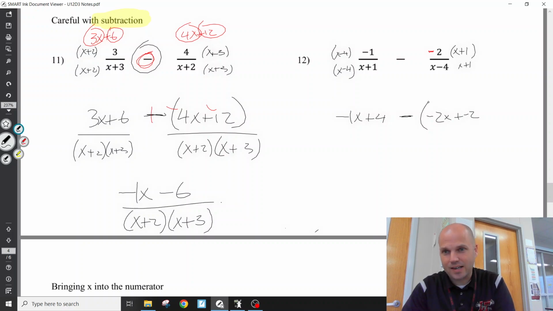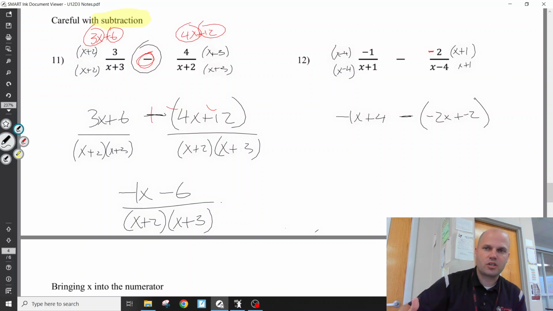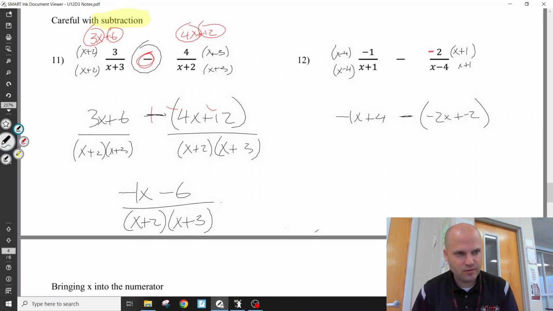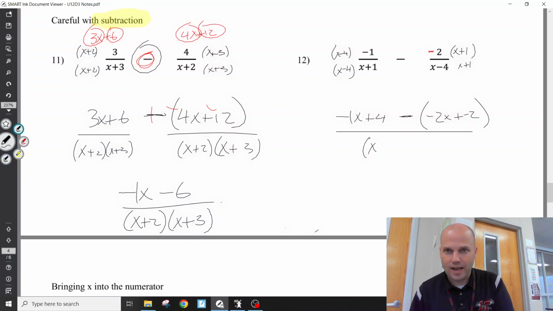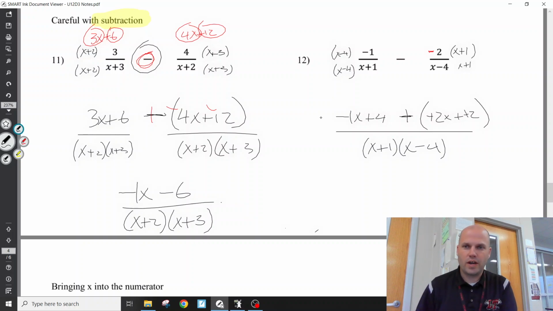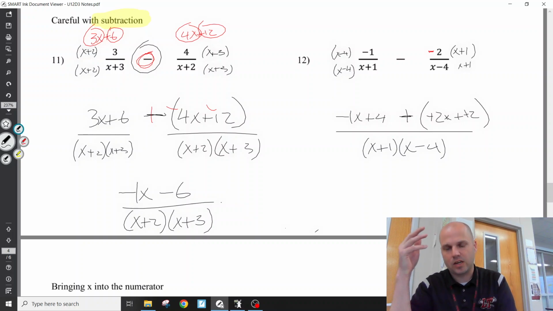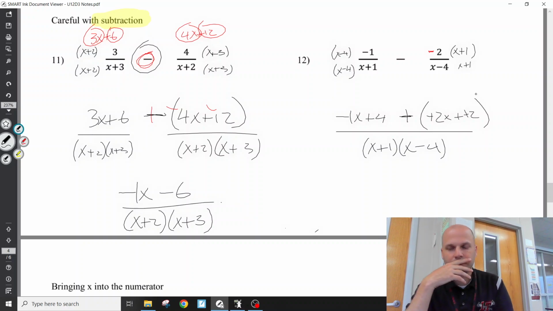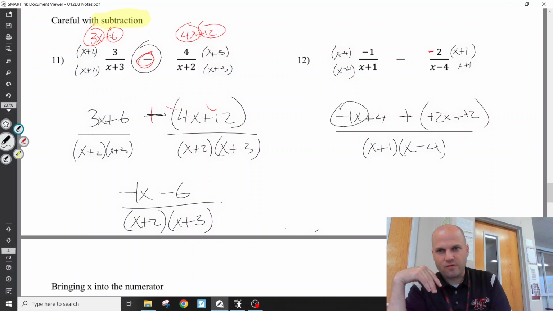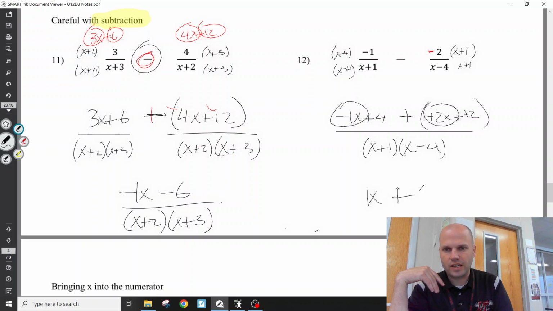I need to subtract those negatives. Just wanted to make sure we had subtracting negatives, because subtracting negatives is adding positives. This is all over the common denominator of x plus 1, x minus 4. Subtracting negatives, distribute: negative 1x minus negative 2x, 4 minus negative 2, becomes negative 1x plus 2x, which is 1x, 4 plus 2, 6.